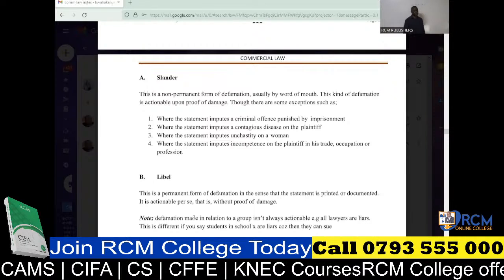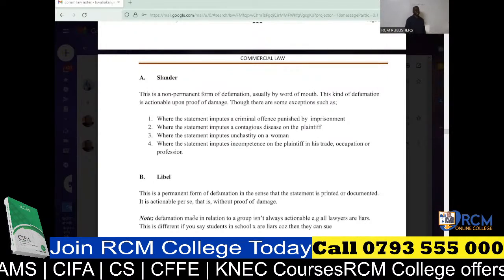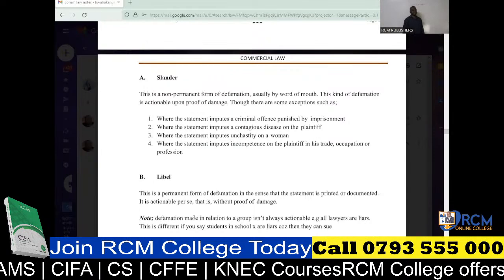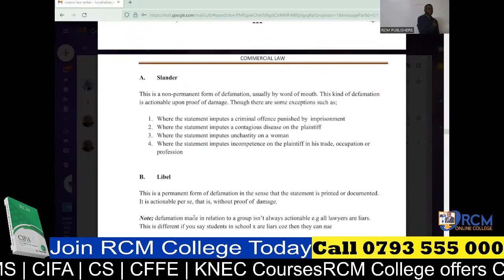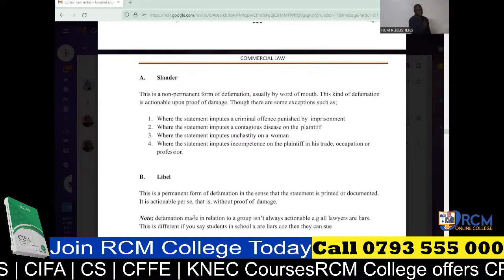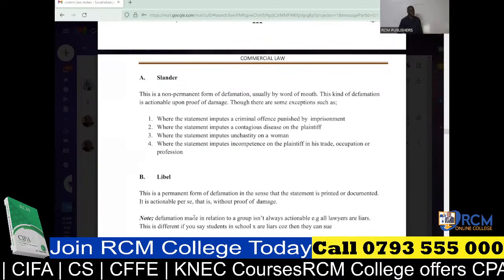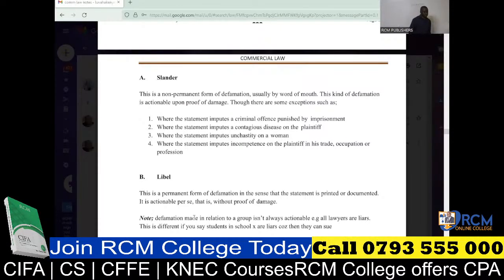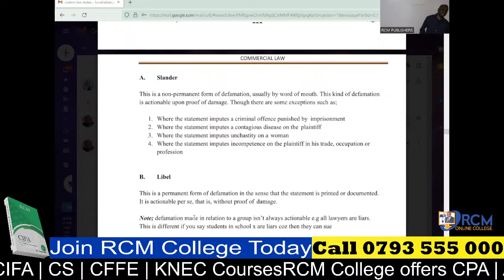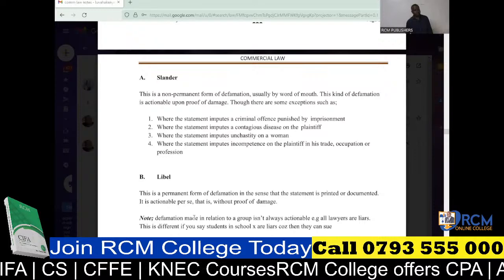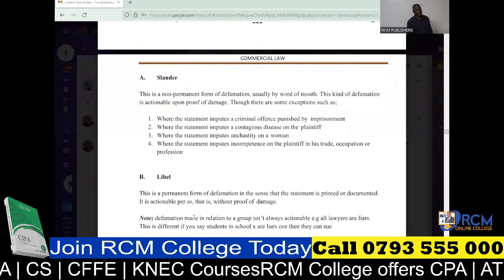So for the statement that was actually made, it must be proved it led to damages or basically injuries being caused on you as the plaintiff. So if there are not any form of damages, then that particular action cannot actually be brought before the court as defamation under slander. Though there are some exceptions, whereby you don't have to prove there are damages. For example, number one, where the statement imputes a criminal offense punishable by imprisonment.